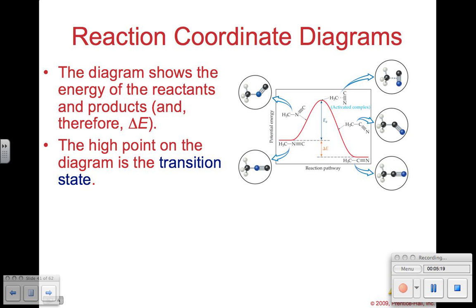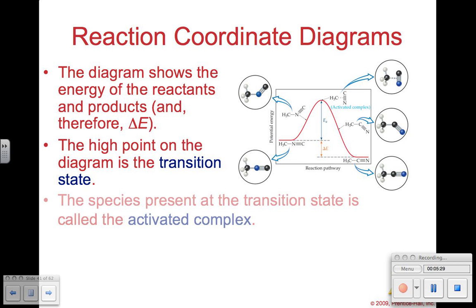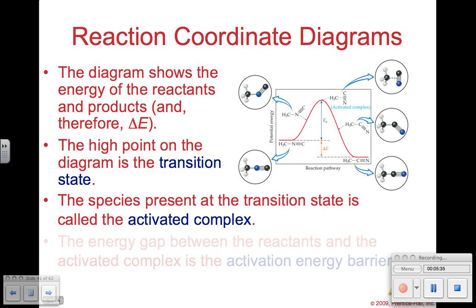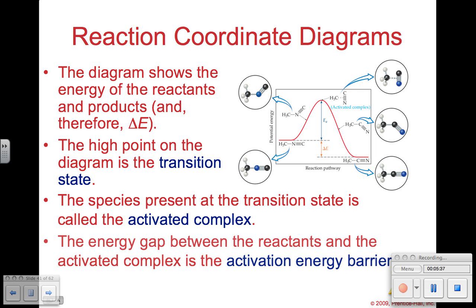So these diagrams as a whole are called reaction coordinate diagrams, and they show the energy of the reactants and products, and therefore the overall energy of the system is the difference between the starting reactants and the products. The bump in the middle is what we call the activation energy.